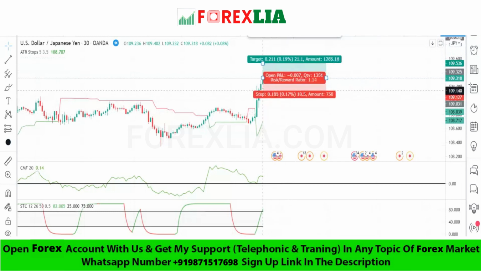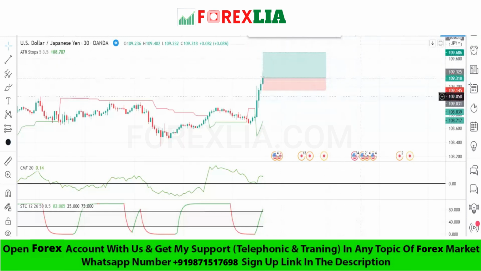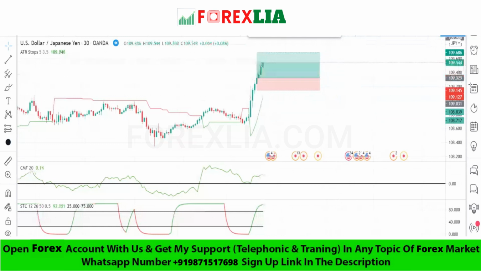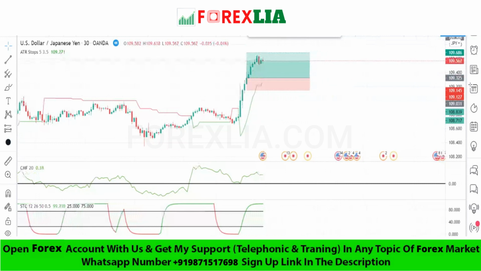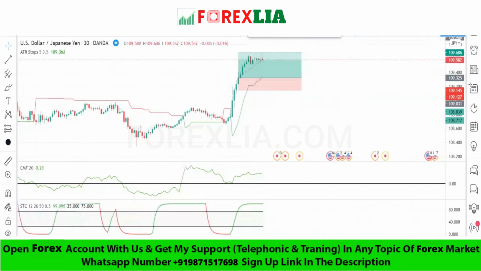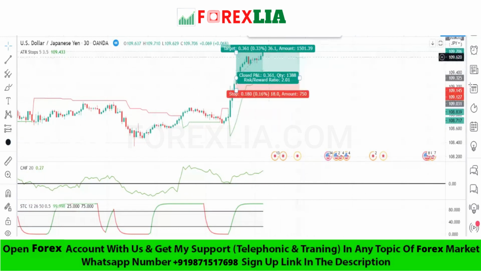We set the stop loss at the previous candle low point. Set profit target 1 to 2. We won this trade.